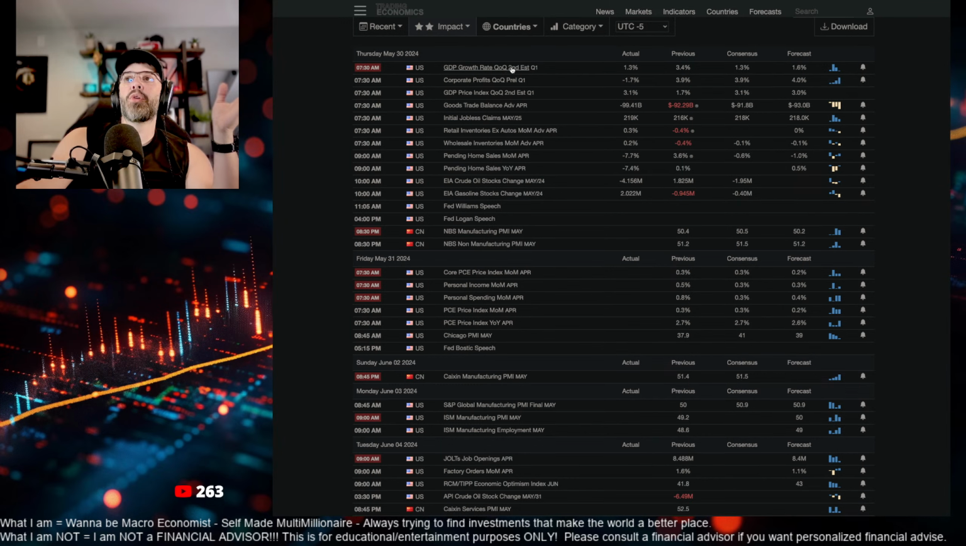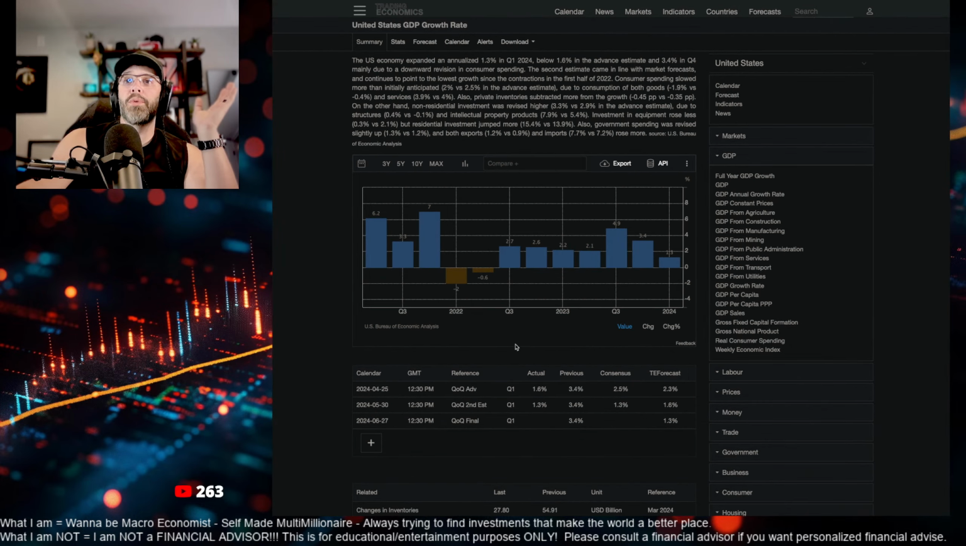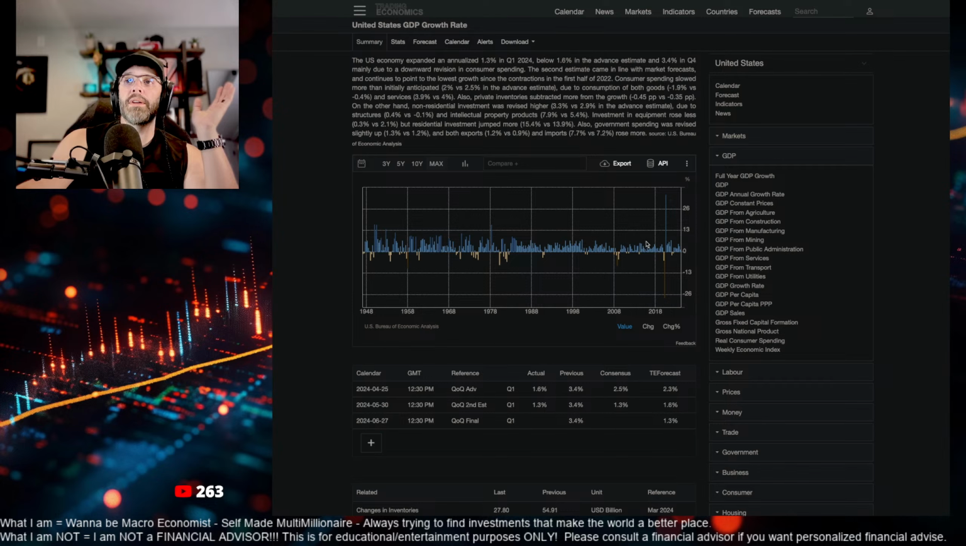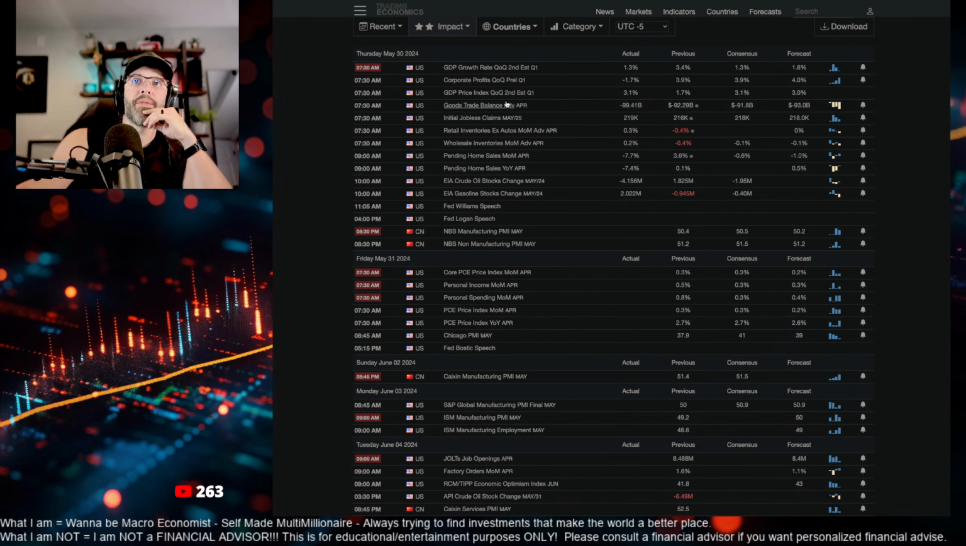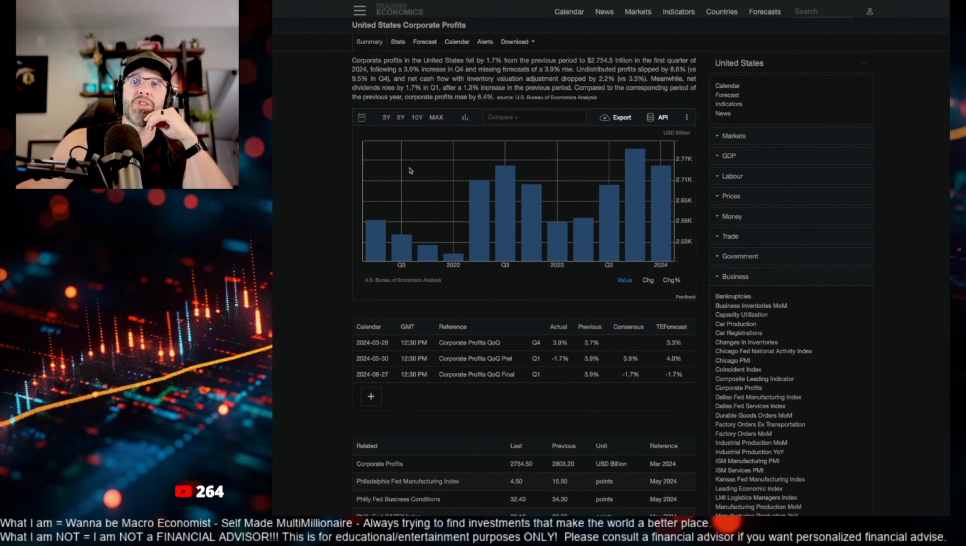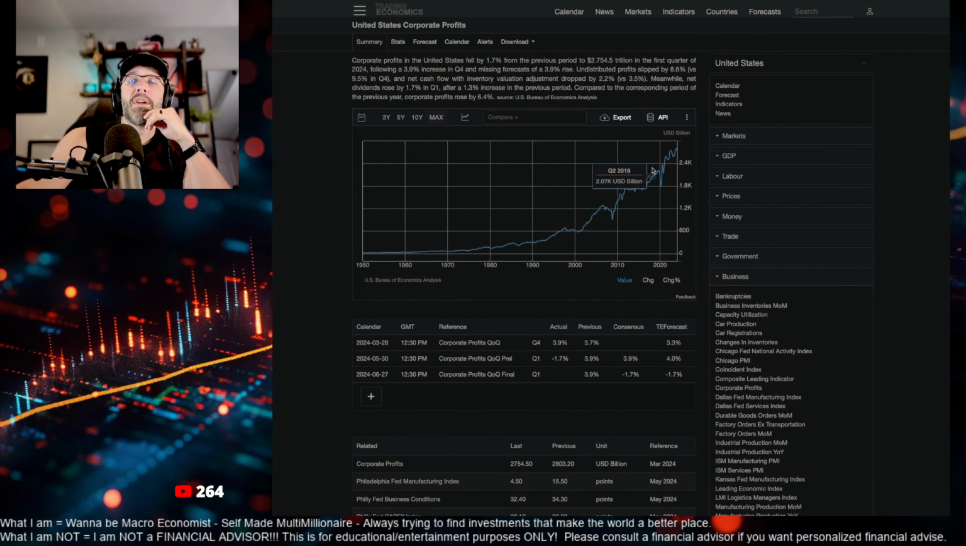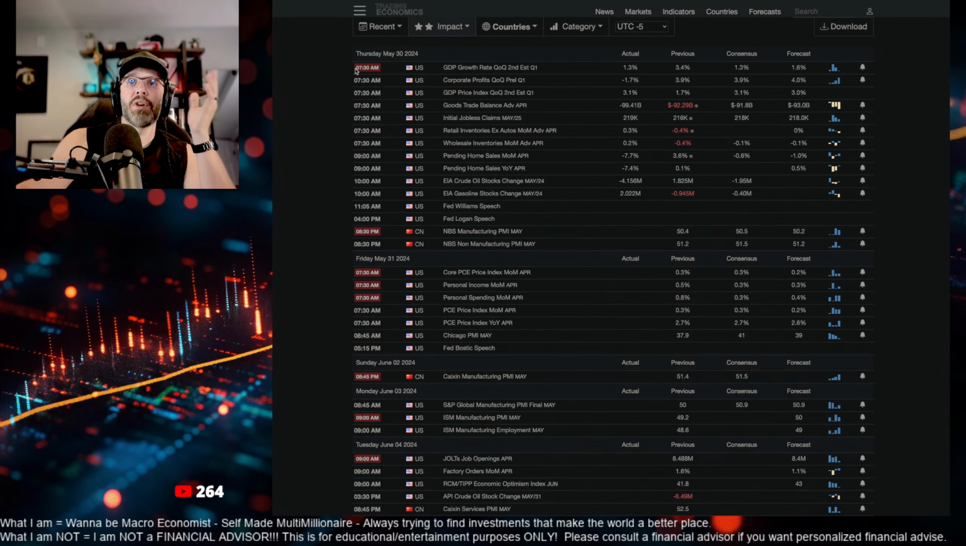All right, so GDP growth rate was 1.3% versus a consensus of 1.3 and a forecast of 1.6. That's not great. We're seeing a drop, right? If we zoom out a little bit, you can see kind of a downward channel. Not great. Corporate profits, negative 1.7% versus a forecast of 4% and an expectation of 3.9. That's not great, but you still have to realize that we're pretty close to record levels of corporate profit. So even though we got a quarter-over-quarter number that isn't great, might be noise.